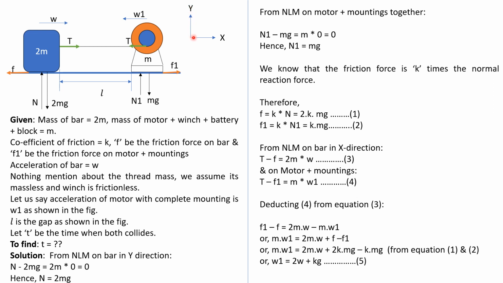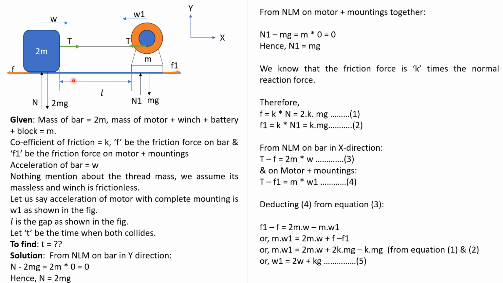Vertical we have taken as y-axis, horizontal we have taken as x-axis. The weight of the bar is acting downward, that is equal to 2 mg, and the normal reaction of the ground we have notated as N, which is acting on the bar. The same way, weight of the motor plus battery plus block, mg, is acting downward, and normal reaction force from the ground to this assembly is N1. Initial gap between the bar and the motor assembly is L, which we have shown here.